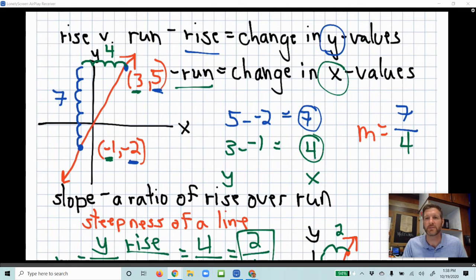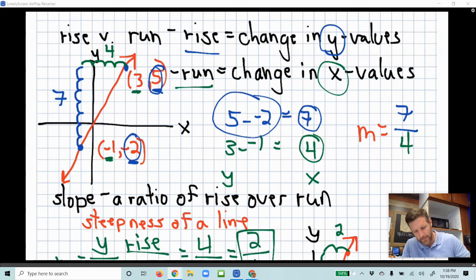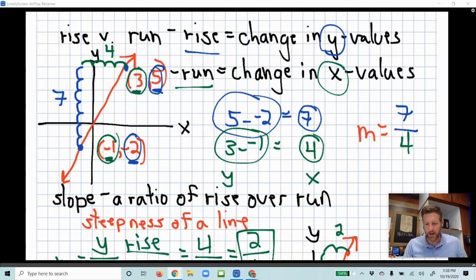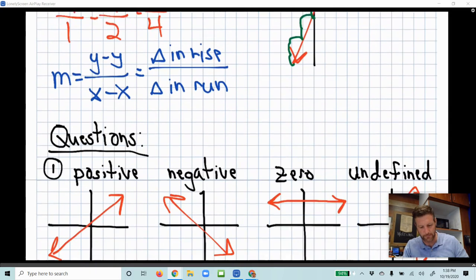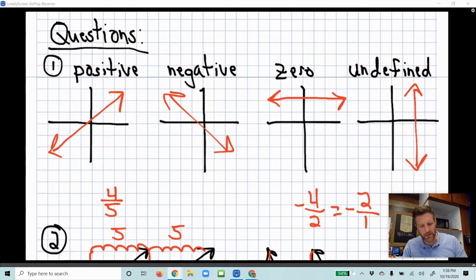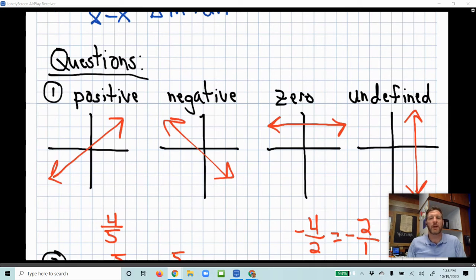You can get that slope of 7 over 4 by right here, subtracting 5 and negative 2, which are the y values, and then subtracting the two x values, which are here, and then you get that rise over run. Okay, and we'll be doing that in one of the questions because you want to be able to take 2 points and find the slope between them. But the first question just deals generally with the appearance of slope.